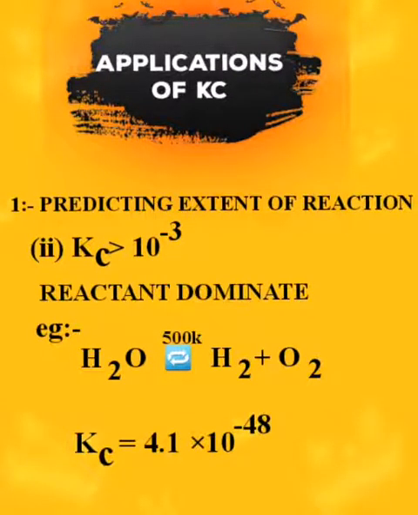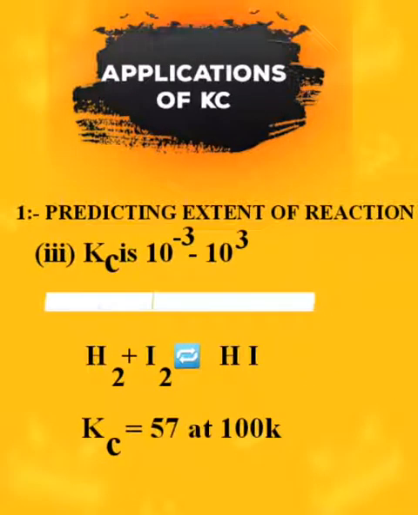If the value of Kc is extremely small, that is Kc less than 10^-3, then under such conditions the reactant dominates. Finally, if the value of Kc is intermediate, that is between 10^-3 and 10^3, then appreciable concentrations of both the reactants as well as the products are present at the equilibrium state.